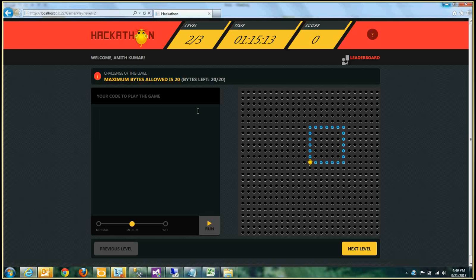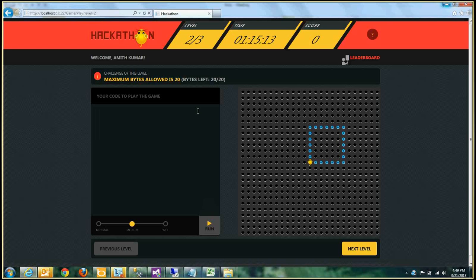So if the maximum bytes are 20, and you used, let us say, 18, then you save 2. That means you will get 2 into 10, 20 points more. That is, you will get 100 base points plus 20. So the person who completes the level by default gets the base points 100. Then the person who saves more and more, uses fewer and fewer bytes, will get more and more points on top of that base score.